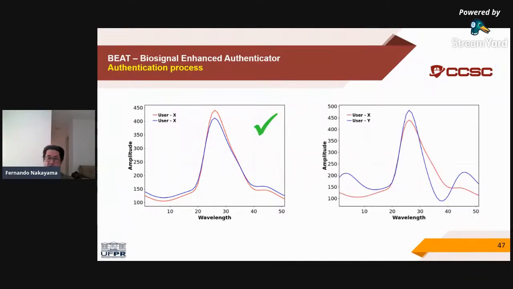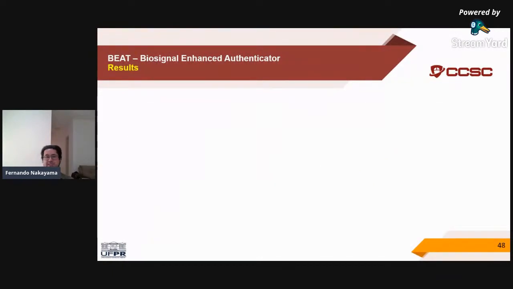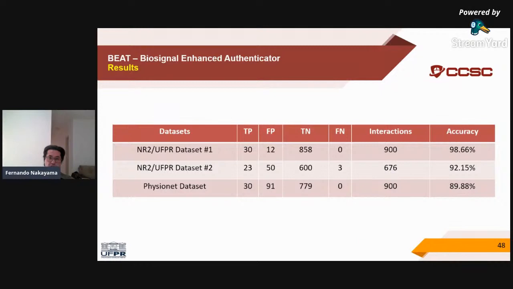Here, we compare a reference model and the identifier model for different users. So in this specific case, the access was denied. The results from the two datasets built for this work show good accuracy in authenticating the users.